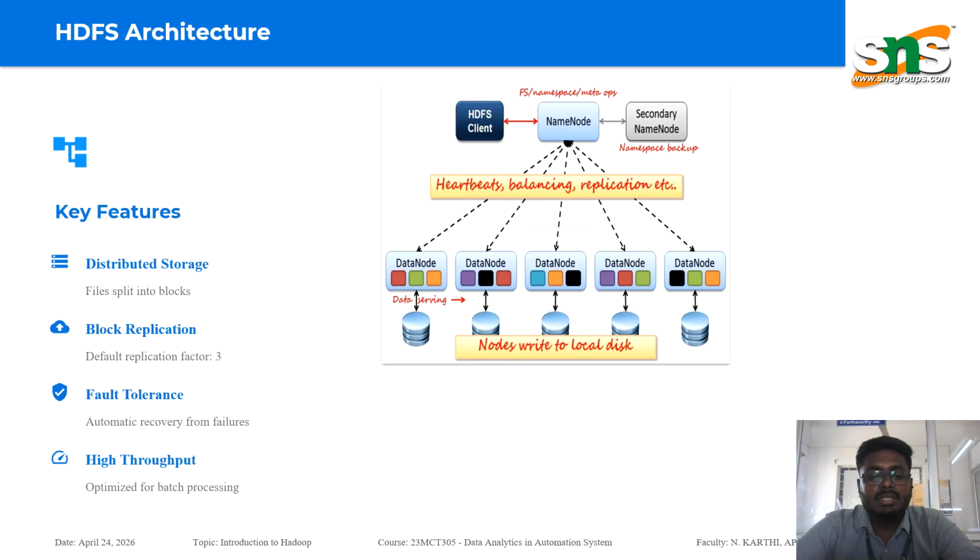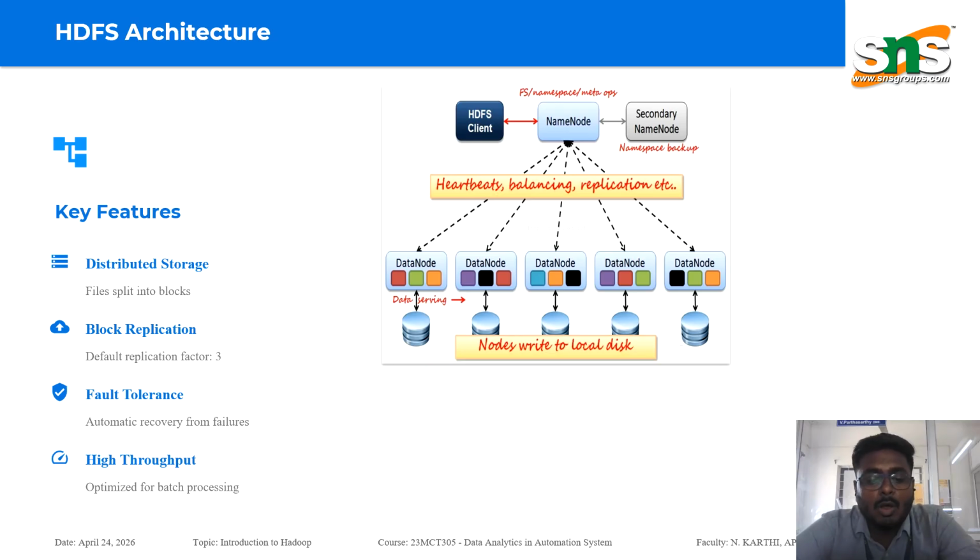Followed by the HDFS architecture. Now let's understand how HDFS works. In HDFS, files are divided into smaller blocks and stored across different machines in a cluster. Each block is replicated, usually 3 times, to ensure reliability. This is called the replication factor. If one system fails, Hadoop automatically retrieves data from another copy, ensuring fault tolerance.